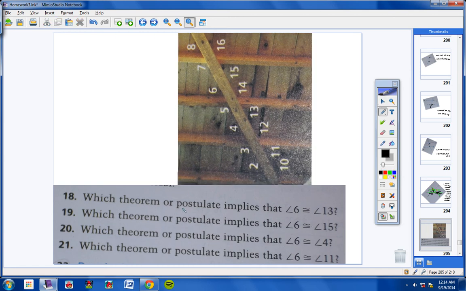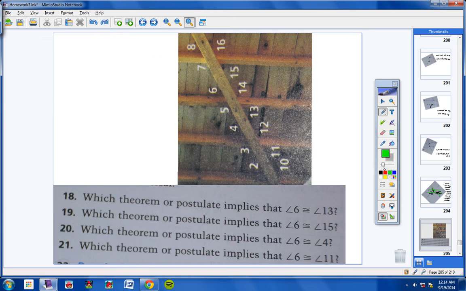Which theorem or postulate implies that 6 is congruent to 13? And of course, you're going to assume in a rough, and I'm saying this is a rough, let's see, the vertical studs that are perpendicular to the floor, they're going to be parallel. So here's, let's see. What theorem would imply that angle 6 is congruent to angle 13?